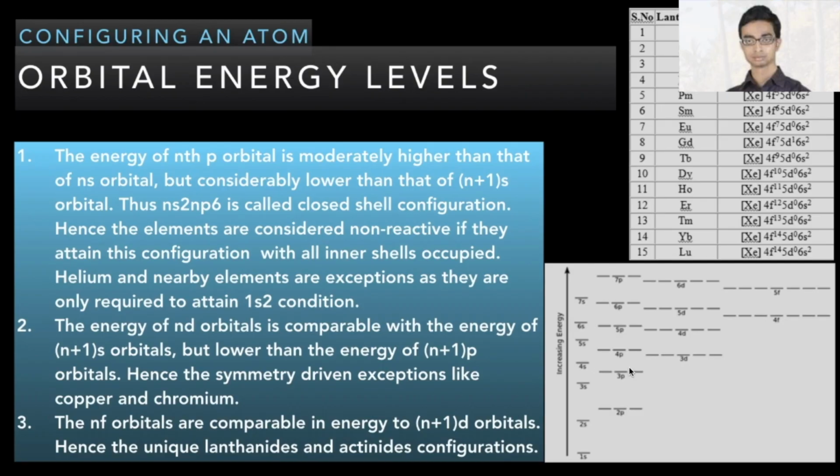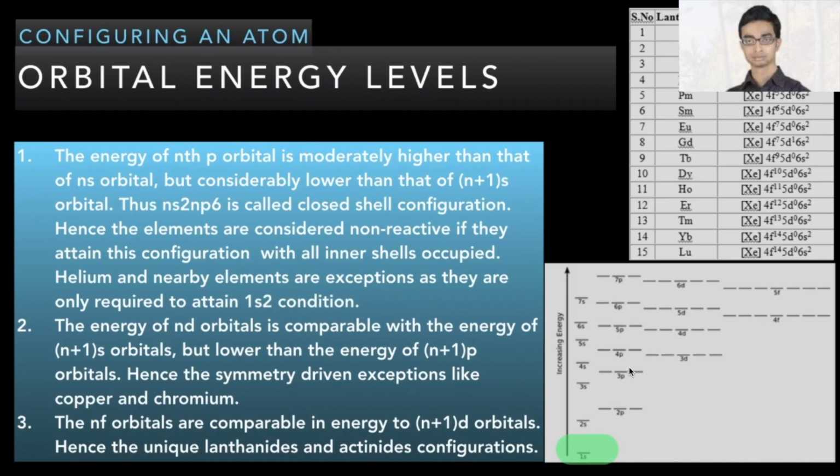Number 1. The energy of the nth p orbital is moderately higher than that of the nth s orbital, but it is considerably lower than that of the (n+1)th s orbital. Thus, ns2 np6 is called closed shell configuration. Hence, the elements are considered non-reactive if they attain this configuration, with all inner shells occupied. Helium and nearby elements are exceptions, as they are only required to attain the 1s2 condition.